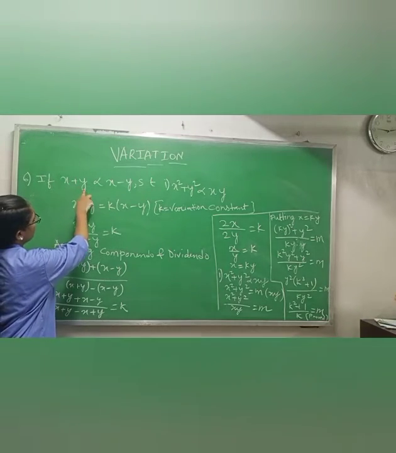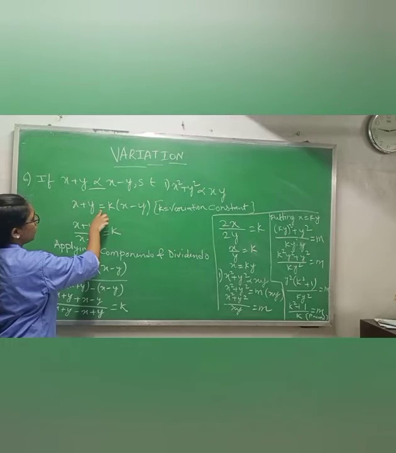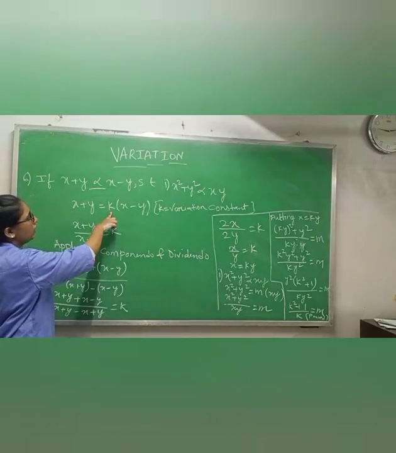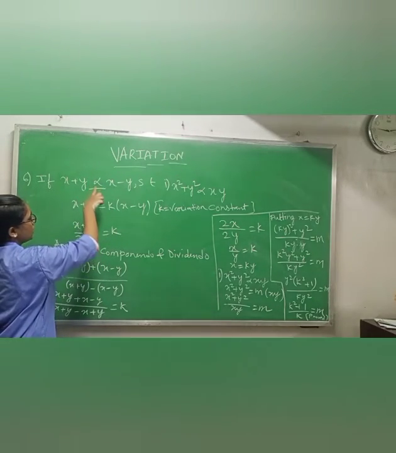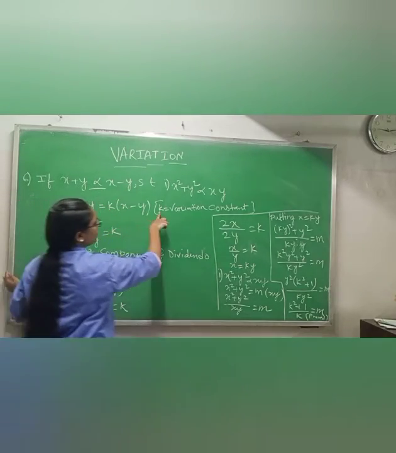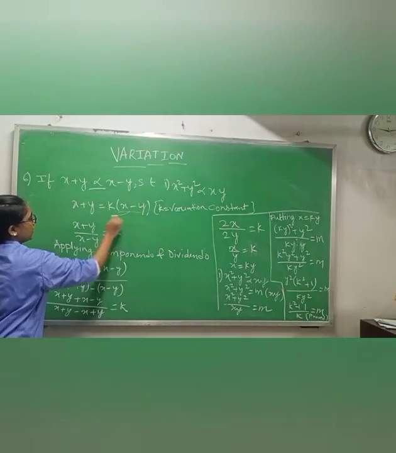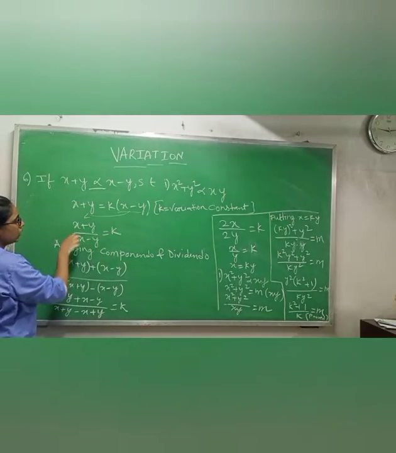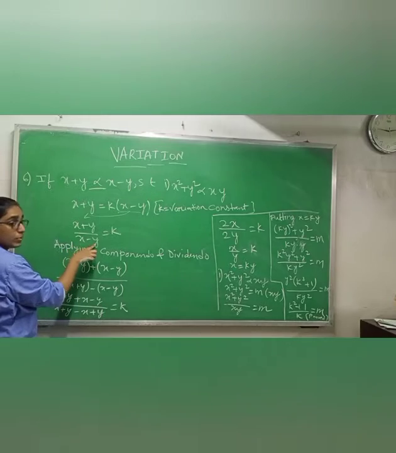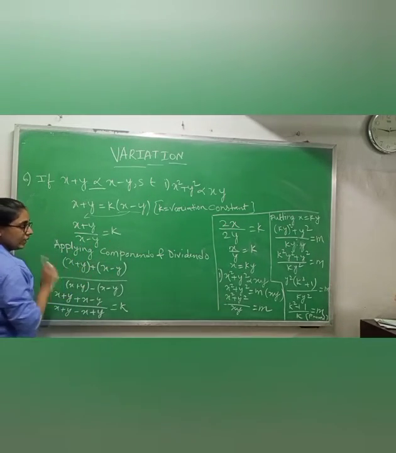I am taking x plus y, removing the variation sign and putting equals to sign, then writing k. Whenever you remove this variation sign, you have to give equals to and k, and then x minus y. You have to mention k equals to variation constant. Now I am taking this x minus y down, so you are getting x plus y by x minus y. Now you have to put componendo and dividendo.